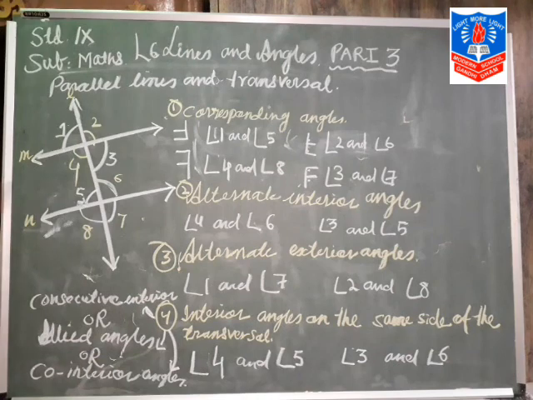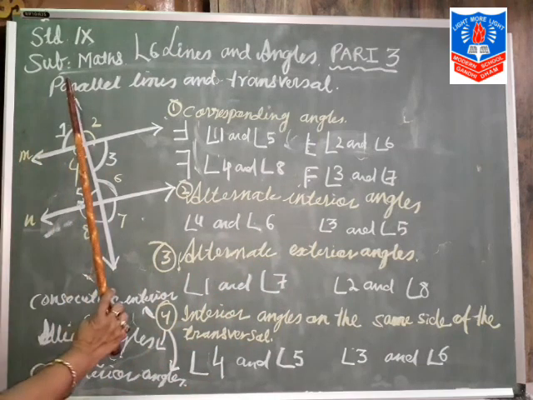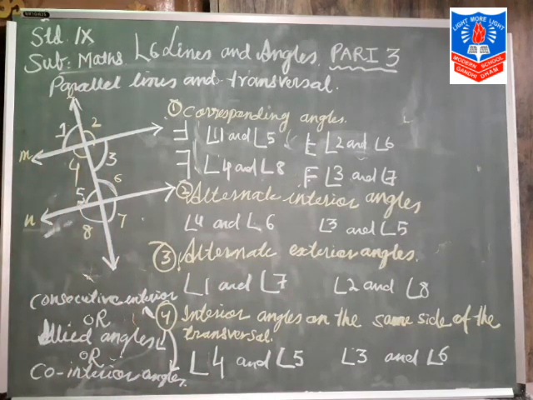So children, now we have learned corresponding angles, alternate interior angles, alternate exterior angles, and interior angles on the same side of a transversal. Clear children?